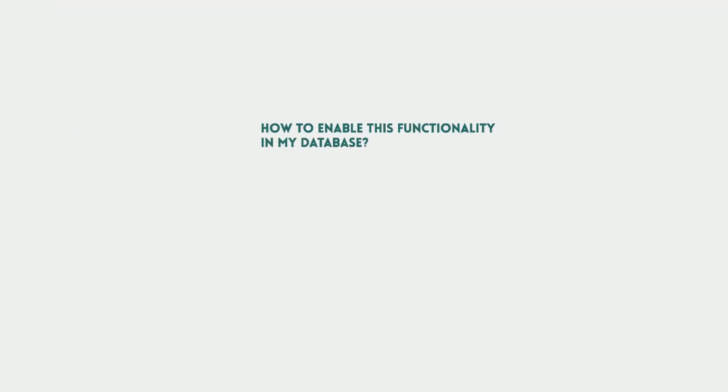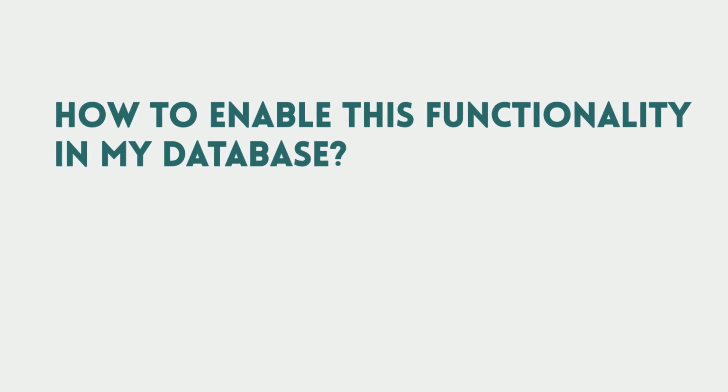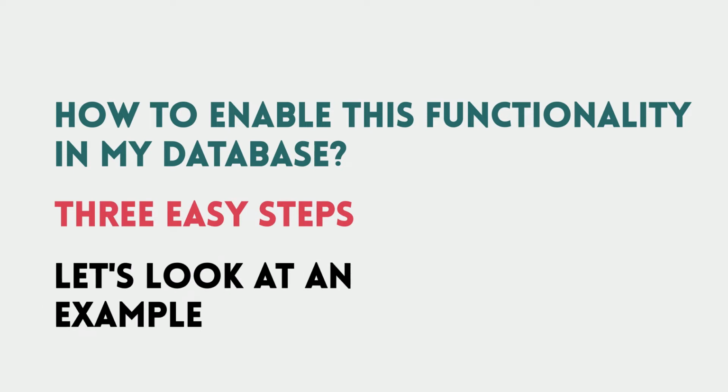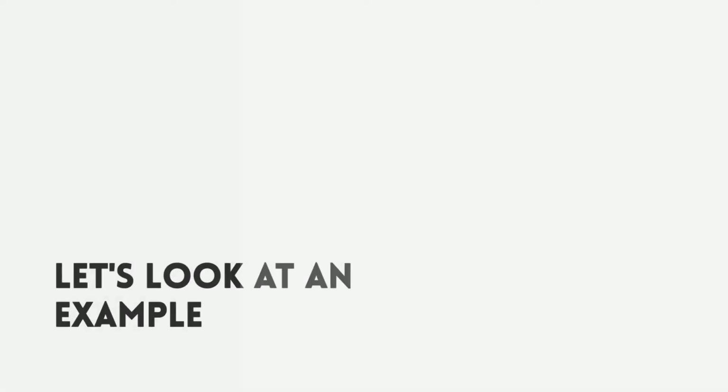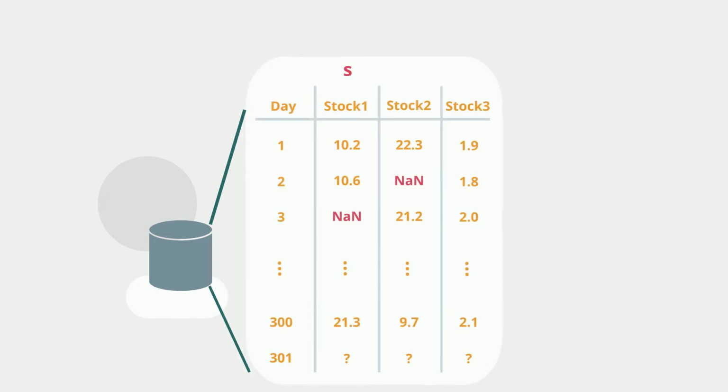You can enable this predictive functionality on your own database in 3 easy steps. Let's demonstrate through an example. Let's look at a time series database with this table containing the daily stock prices of 3 companies from day 1 until today, which is day 300. Despite the missing values in the table, you want to forecast the price of stock 1 for the following day.